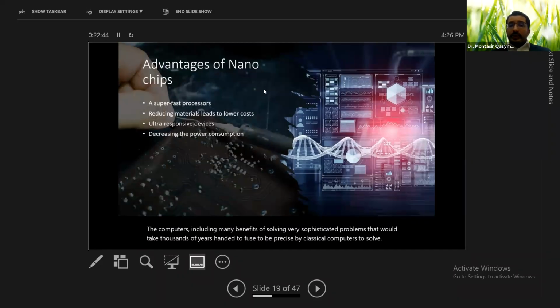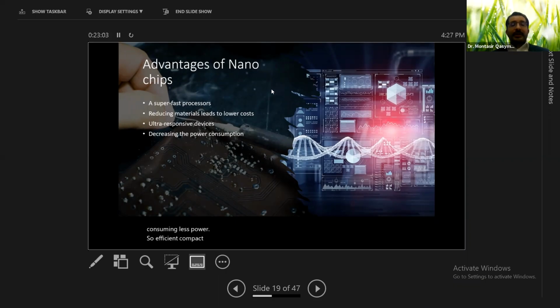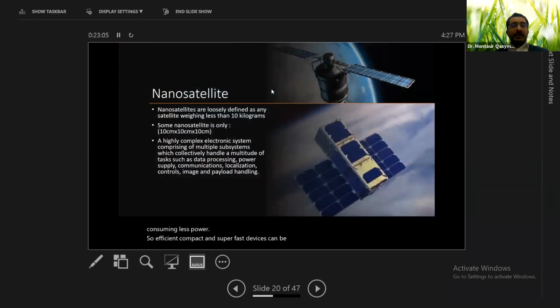Now, the advantages of nanochips: given that the dimension is very small, they are super fast. They reduce the materials, and thus they are going to be cheaper. They consume less power, so efficient, compact, and super fast devices can be achieved. Having that said, now, name by name, we're going to mention the nano satellites. Nano satellites are not in the nano size.